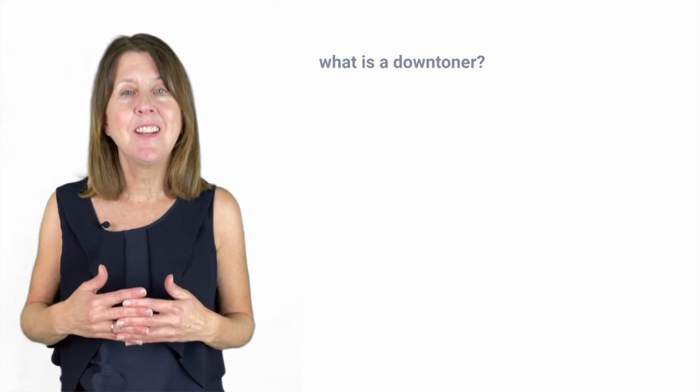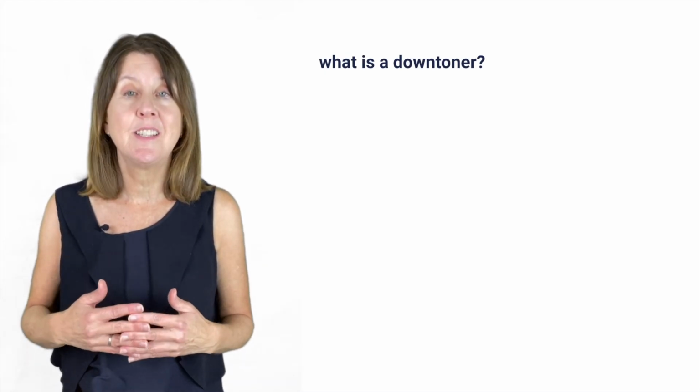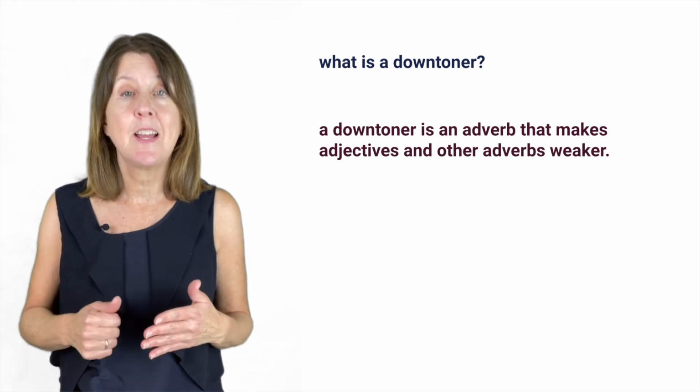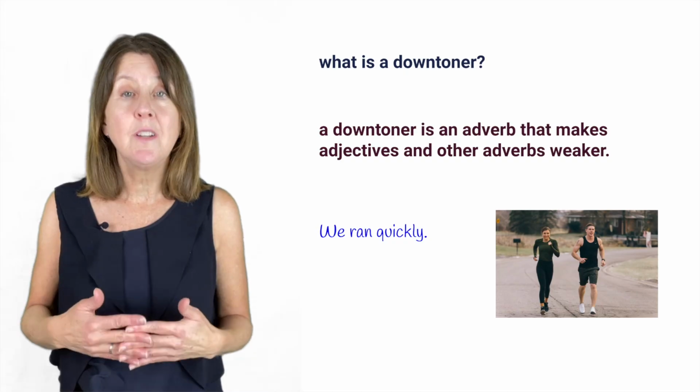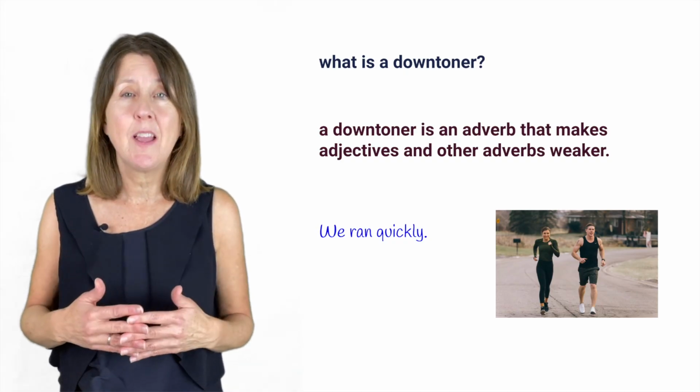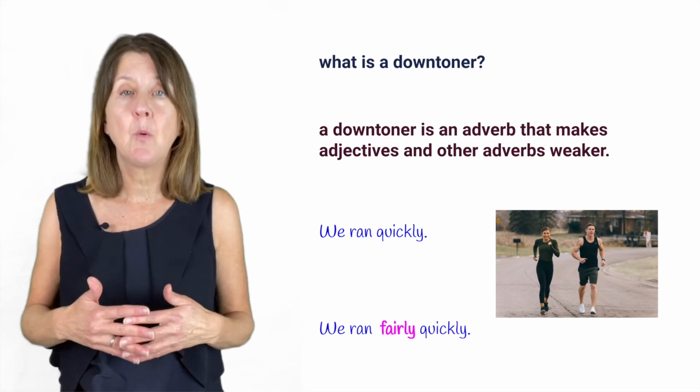So let's look at an example of a downtoner. That's the opposite of an intensifier, and it weakens the adjective. So if you say we ran quickly, but you want to say that it wasn't that quick, you want to weaken it, you could say we ran fairly quickly.